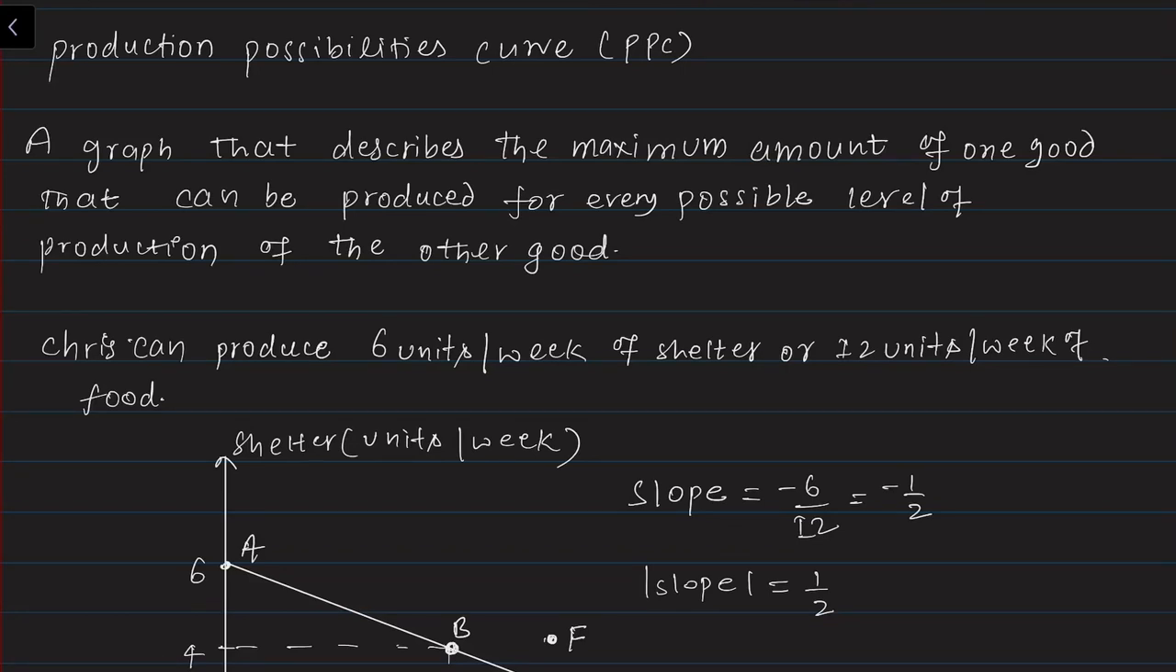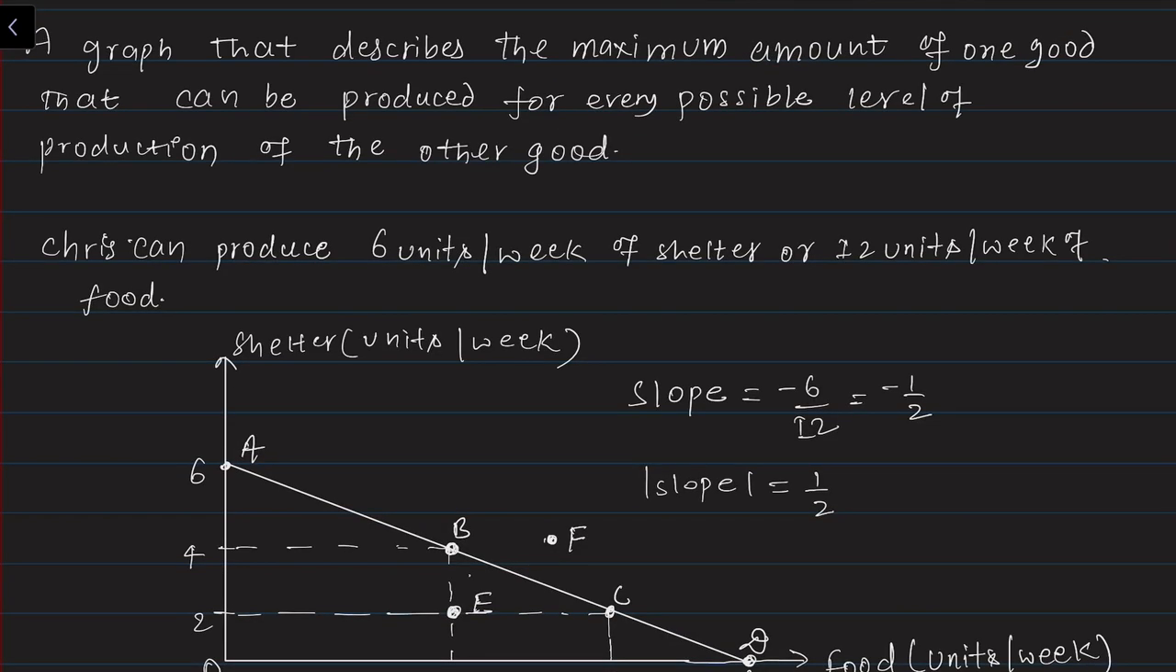Today we are going to learn about production possibilities curve. In short, we call it PPC. So PPC is a graph that describes the maximum amount of one good that can be produced for every possible level of production of the other good. So let's understand this from an example.